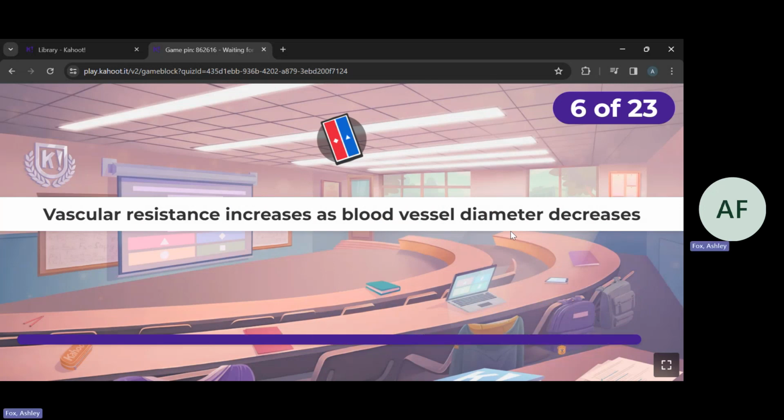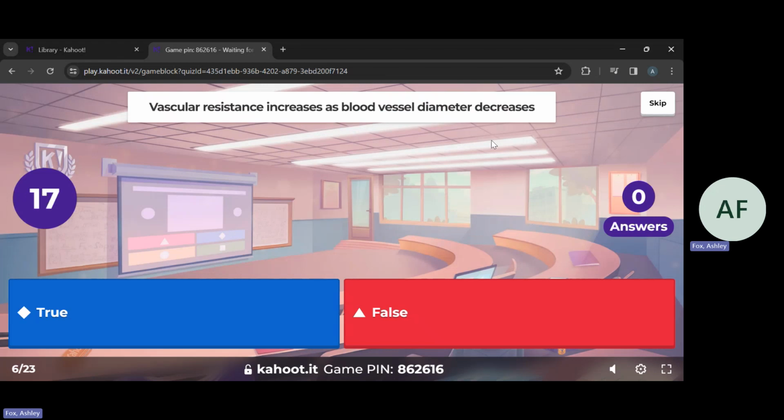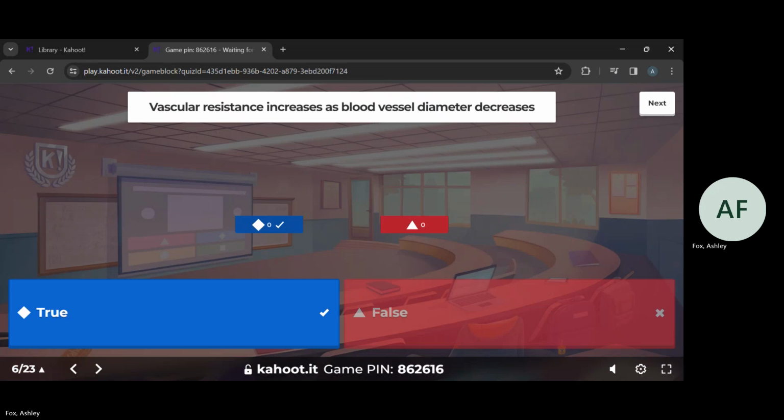Vascular resistance increases as the blood vessel diameter decreases. So think about that, true or false? So this is going to be true. They're opposites. So vascular resistance goes up as blood vessel diameter decreases. So we're gonna look at this.